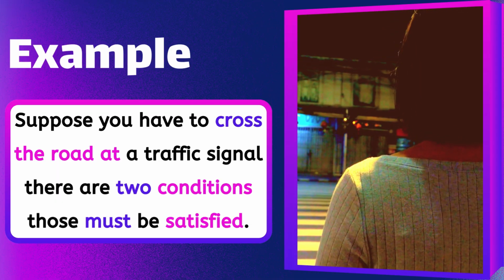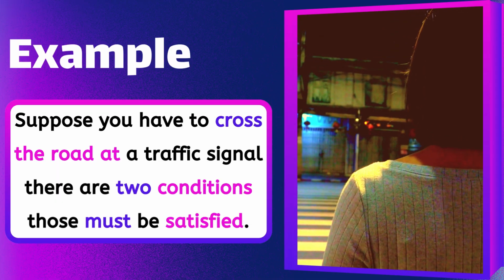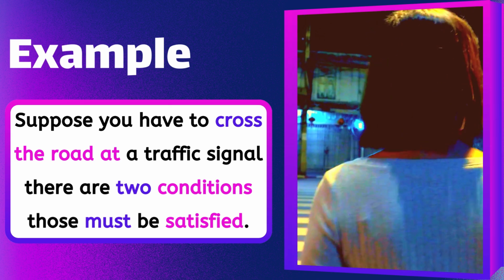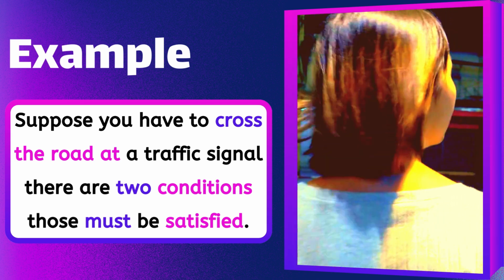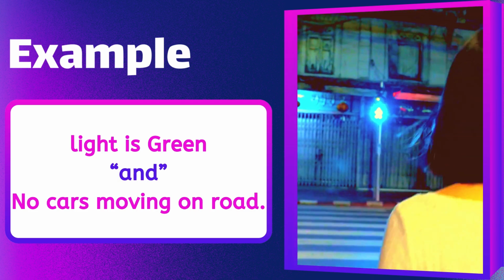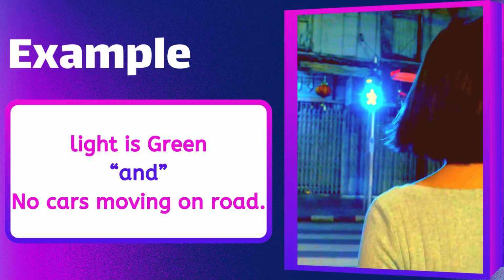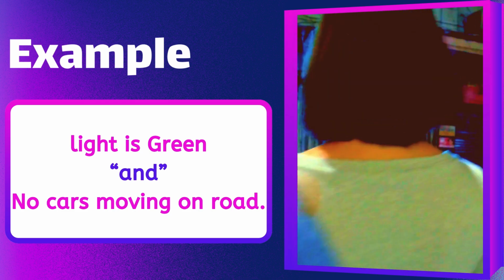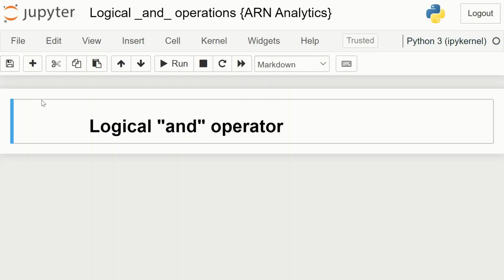Suppose you have to cross the road safely at a traffic signal. There are two conditions that must be satisfied to perform this task. The first one, signal light should be green, and the second one, there should not be a moving car on the road. If these two conditions are satisfied, then only it is safe to cross the road. Let's code this in Python.